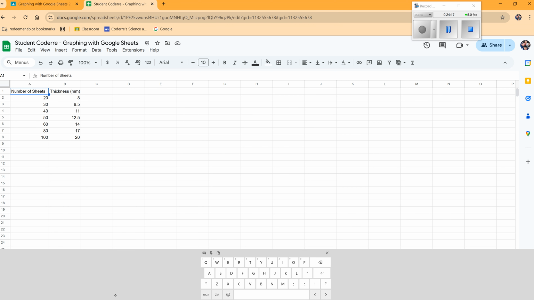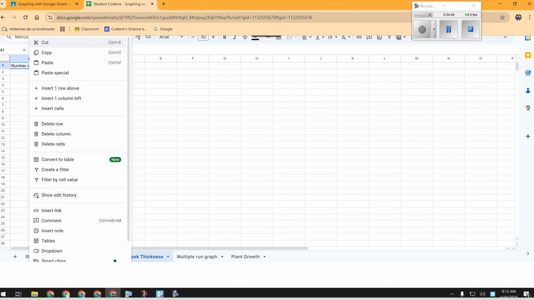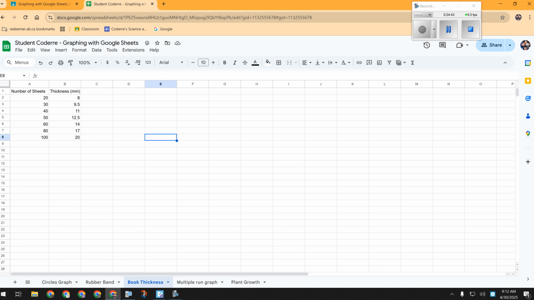All right, so follow along here. We're going to build a basic line graph of book thickness and number of pages or sheets. Click out here somewhere just so the box comes out, and then click and drag. Click in cell A1, where it says number of sheets, and drag so that it highlights all of the data. It should be a lighter color blue, and it'll draw a box around all of that.